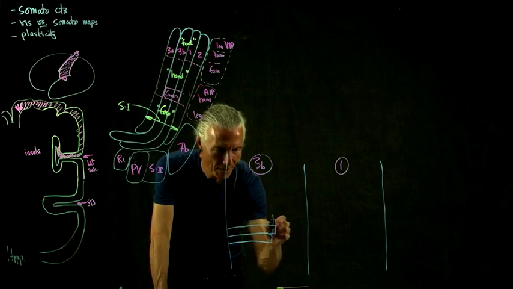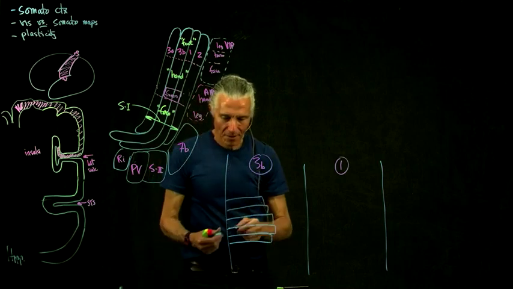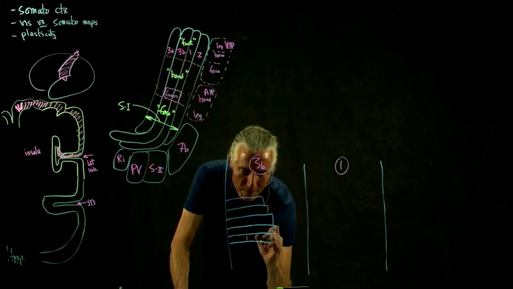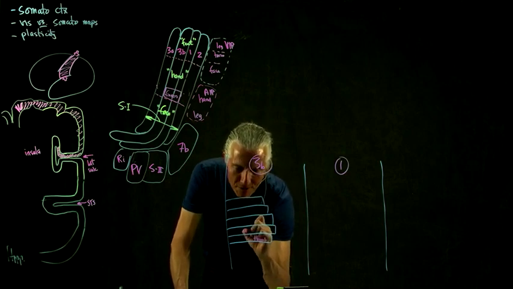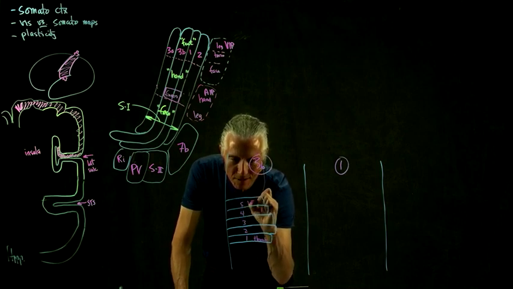So you can actually see them in the cortex. It turns out you can see them. There's little strips like that. So this is 1, which is the thumb, and then 2, 3, 4, and then 5 is the little finger.